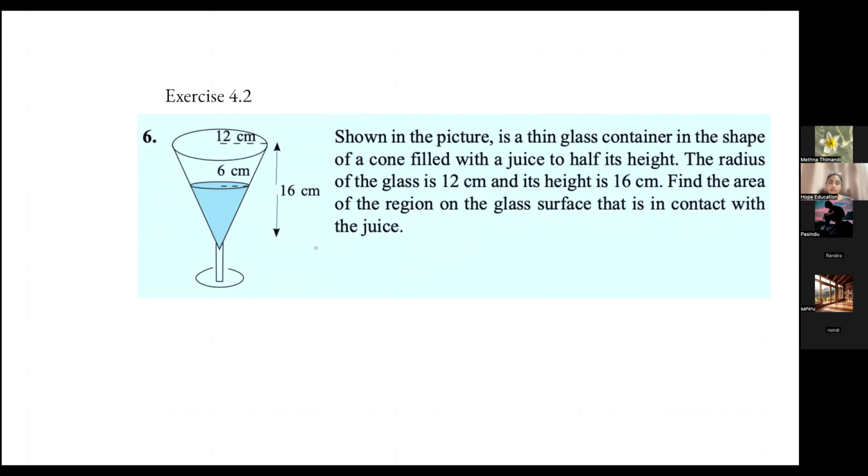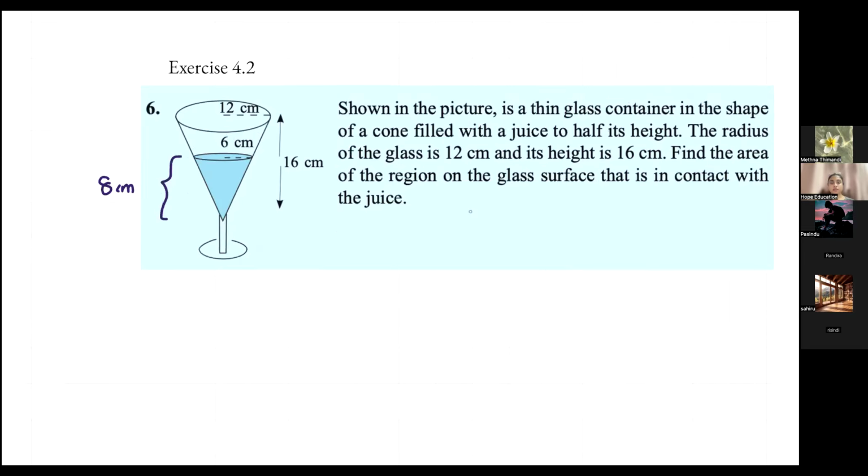So its total height is 16 centimeters. Half its height is filled, so the filled part should be 8 centimeters, right? Because the total height of that is 16. Half means it is filled to 8 centimeters. The radius of the glass is 12 centimeters and its height is 16. Then the radius of the filled part is 6 centimeters. Find the area of the region on the glass surface that is in contact with the juice.